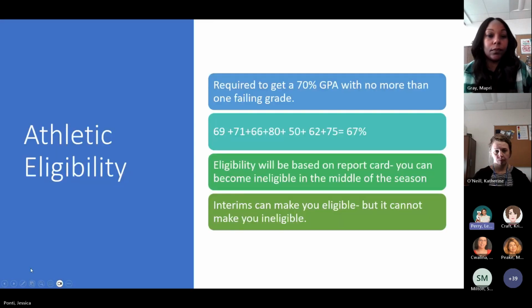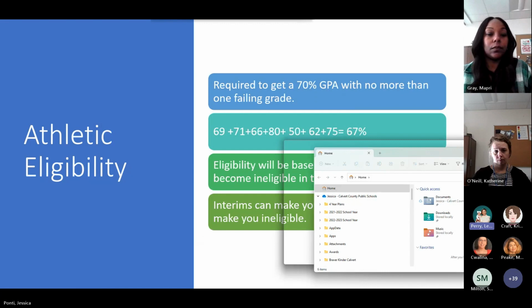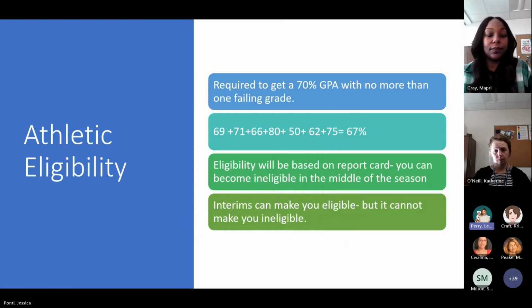All right, so let's talk about athletic eligibility. You are required to get a 70% GPA with no more than one failing grade. But let's look at this example right under it. As you can see, there is one failing grade for all of the classes. However, this student got D's as well as C's and 1 B.